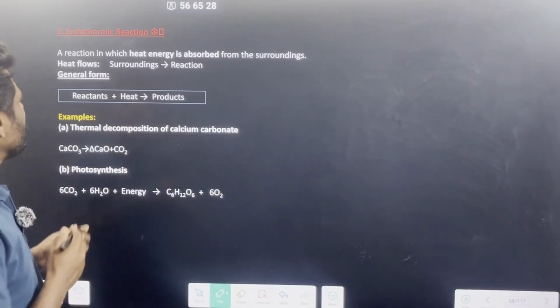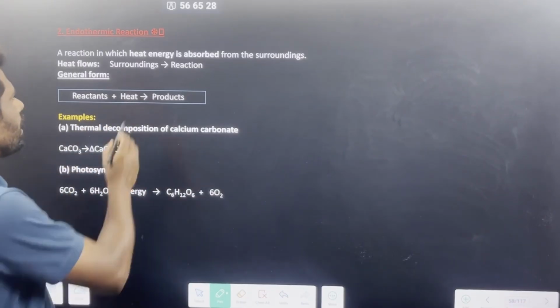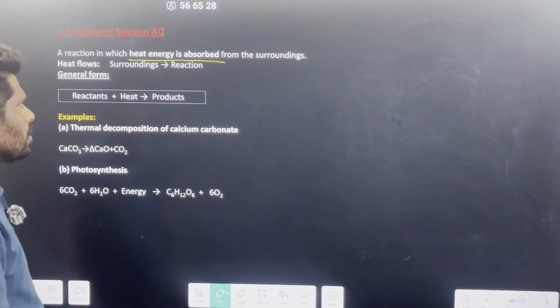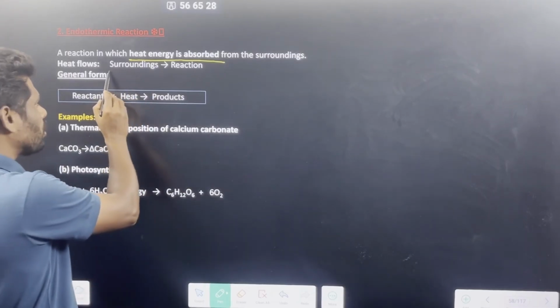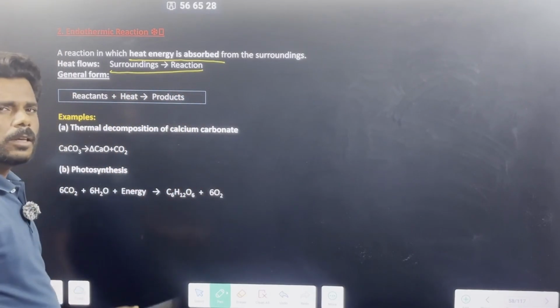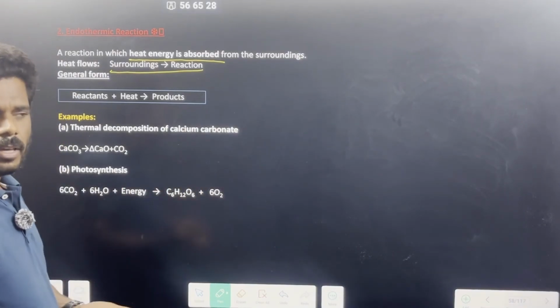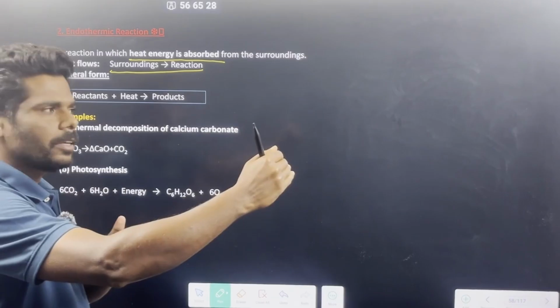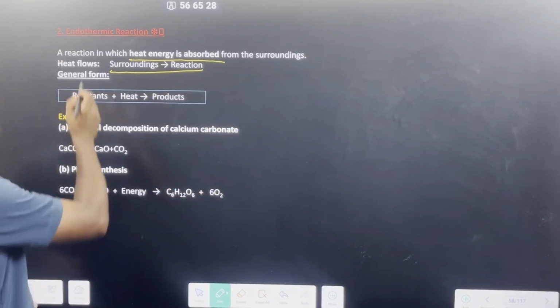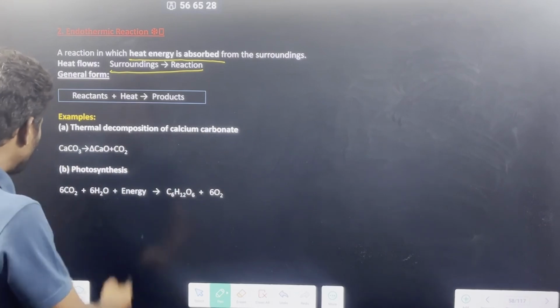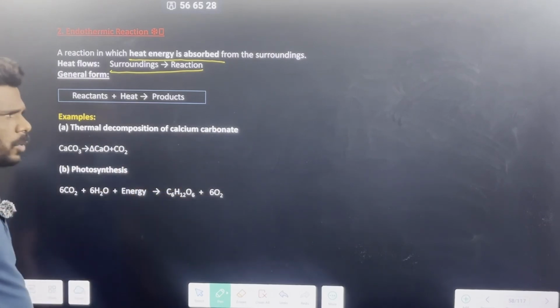Now coming to the point, endothermic reaction. Here heat energy is absorbed. Here the flow of heat is reverse. The heat flows from surroundings to reaction because we need to give energy to initiate the reaction, in fact, to proceed the reaction. That's what we talk about as endothermic. See, for example, thermal decomposition of calcium carbonate, photosynthesis, these are the examples of endothermic reactions.